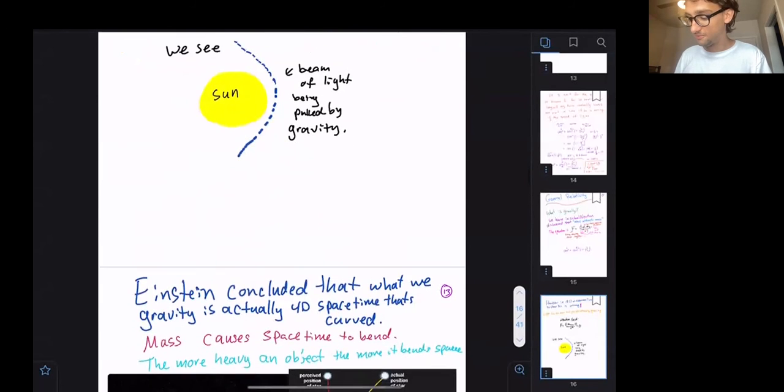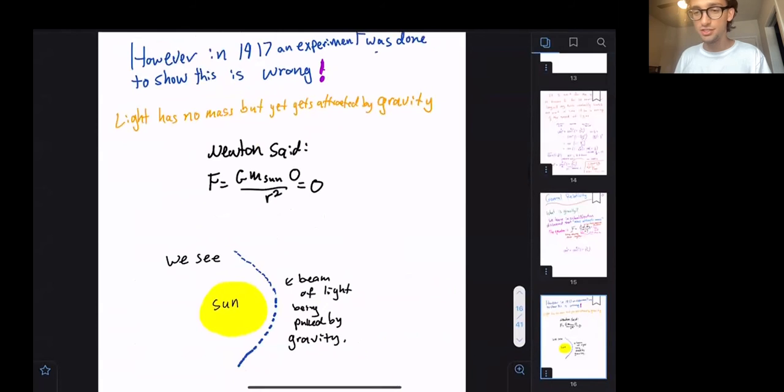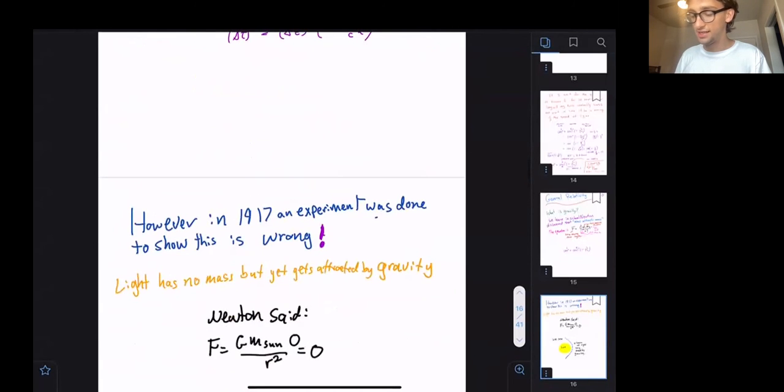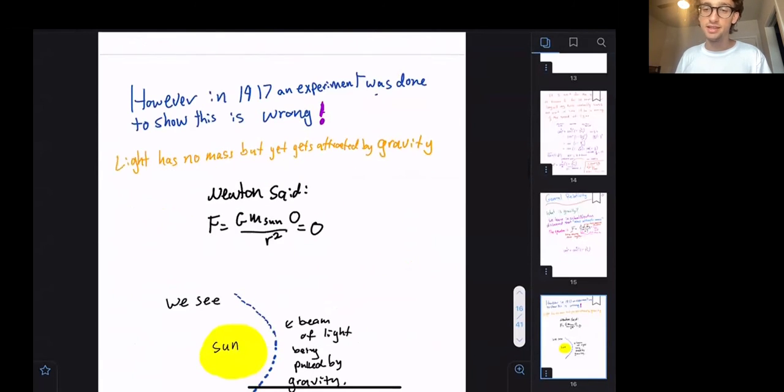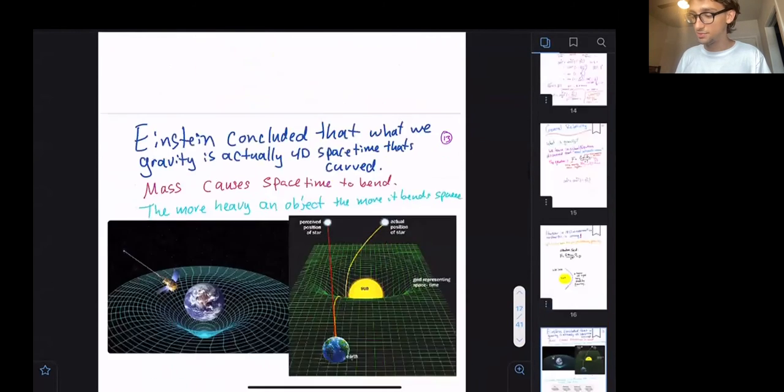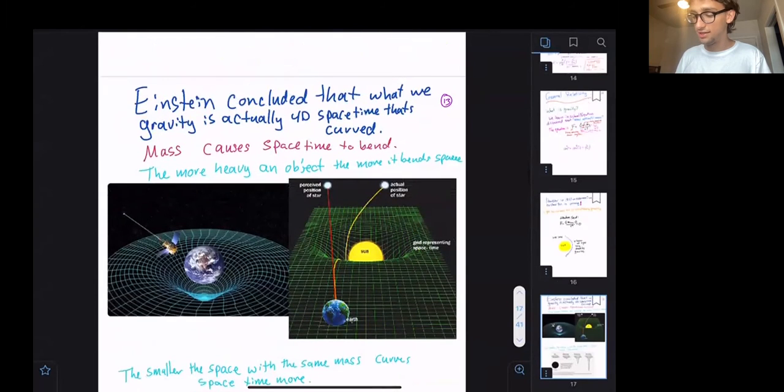This experiment was done in 1917. Einstein predicted this in 1915. His idea, which predicted this, was that anything with mass causes space to curve.